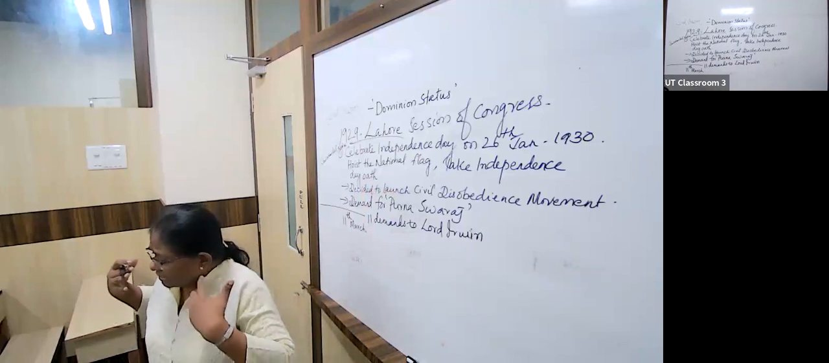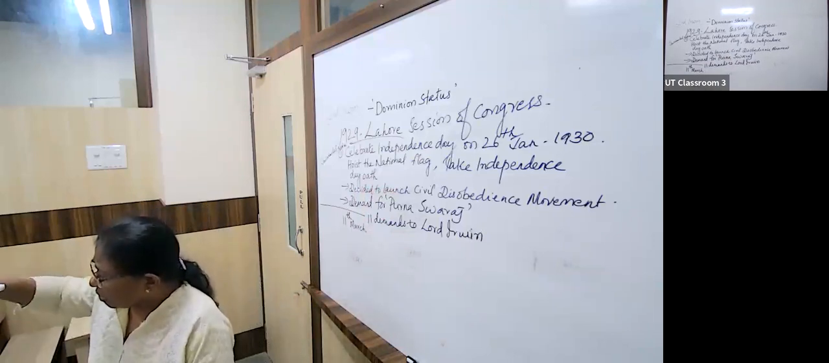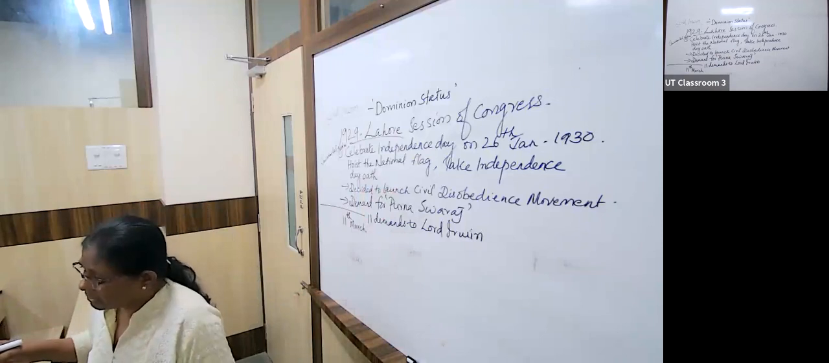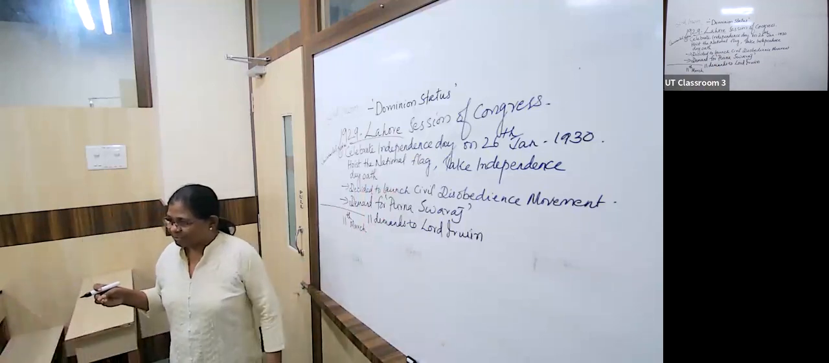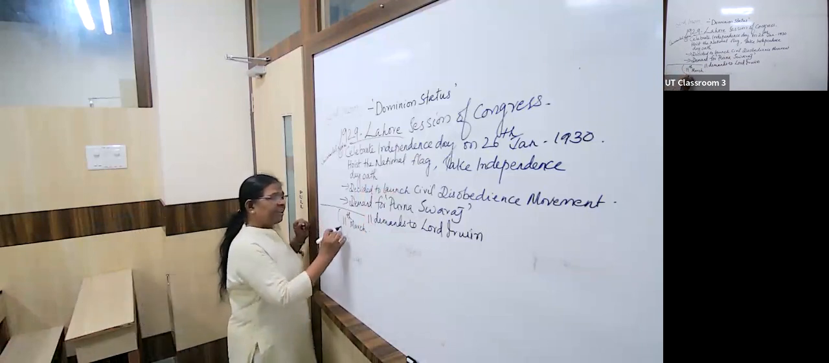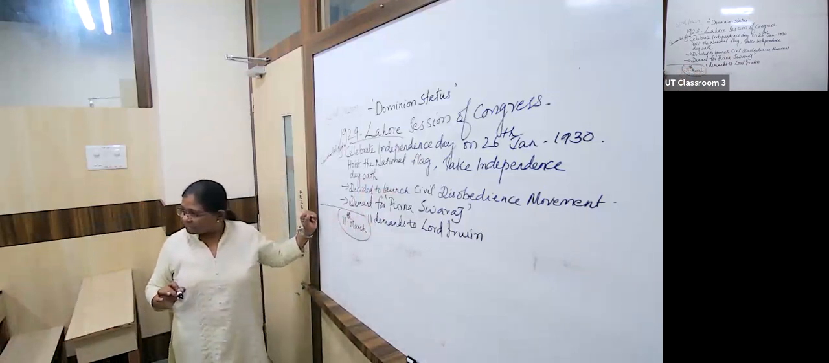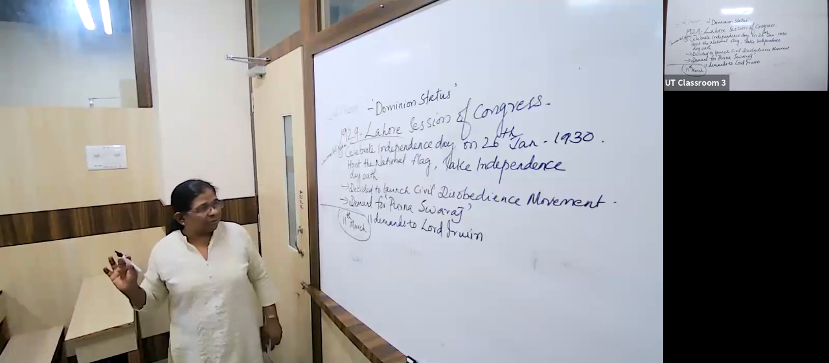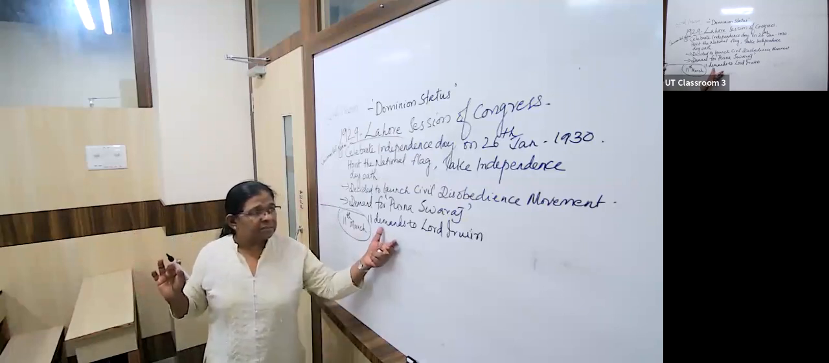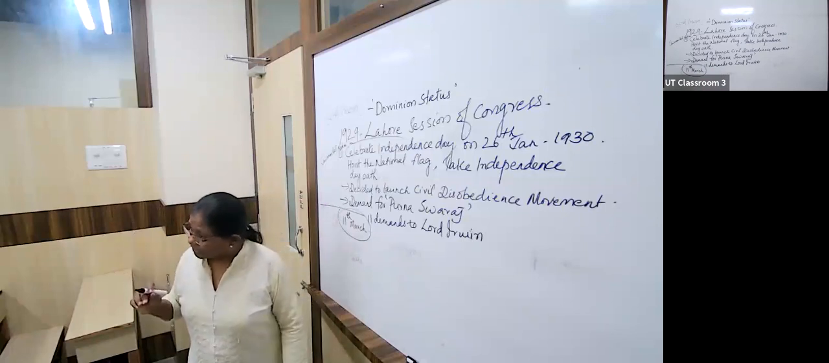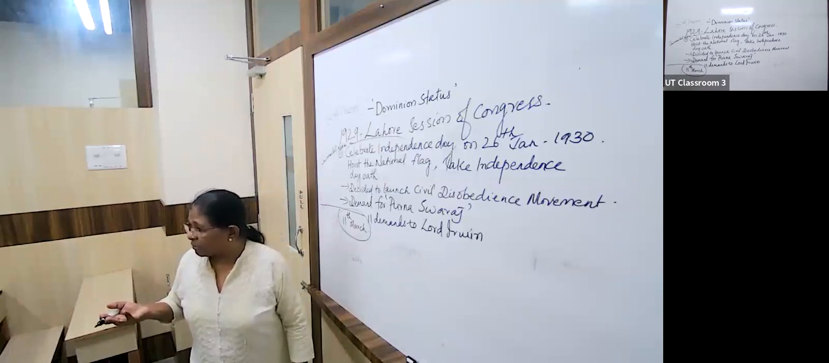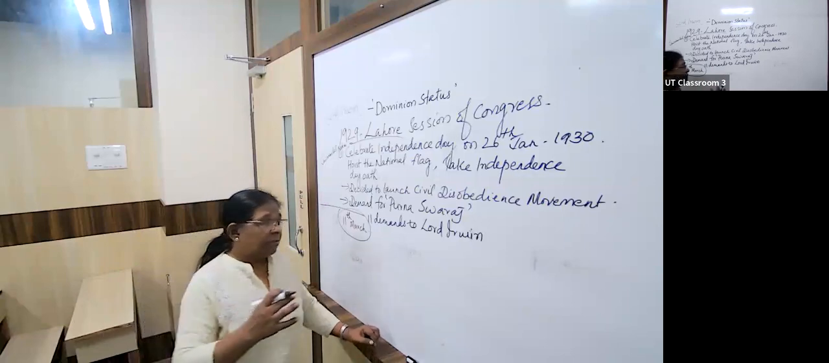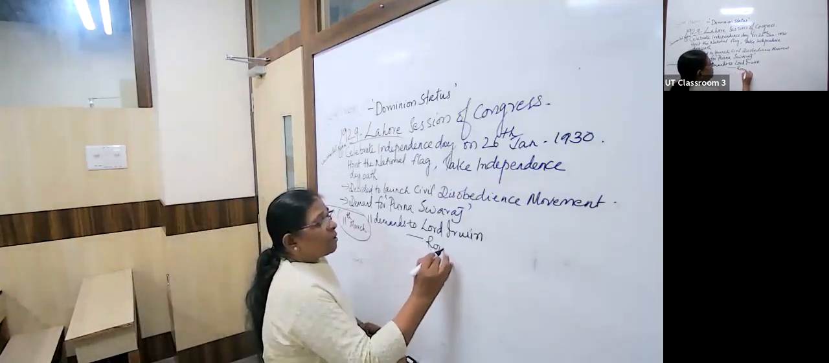What is an ultimatum? It is a warning. If you are not ready to fulfill my demands, or our demands, we will start a civil disobedience. Which was the day? 11 March. Getting it or not? Connected to that one, no? So, what happened here in this case? Dominion status was offered, but people were not ready to accept it. So, Lord Irwin told them, we will call one round table conference.